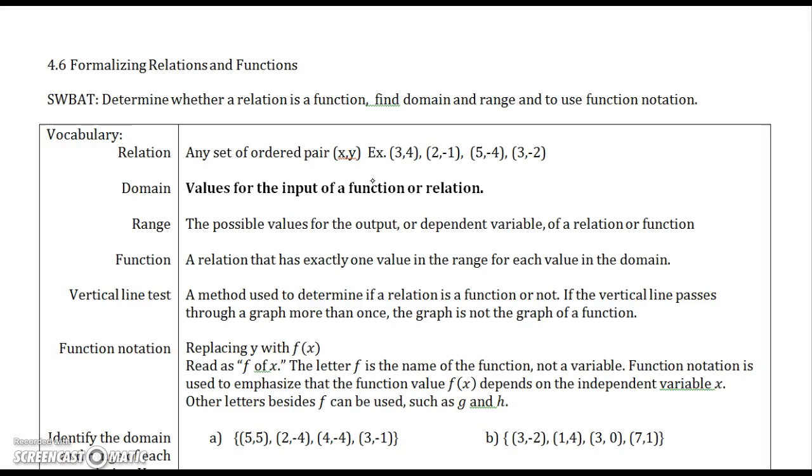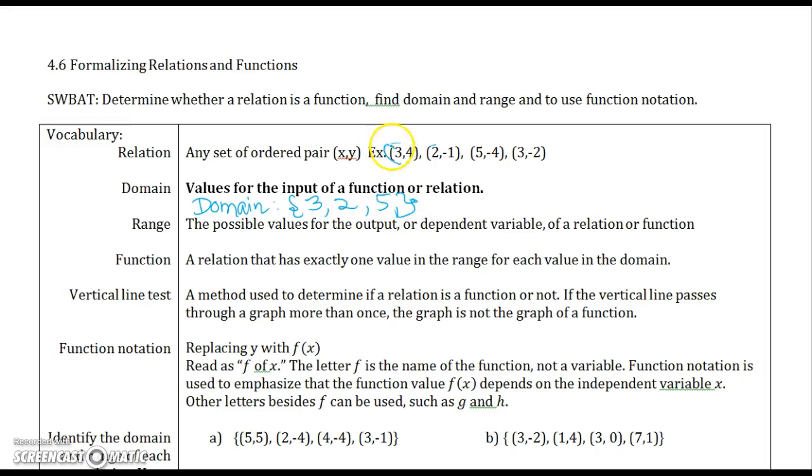Domain. I don't know why this is bolded, but it is. It looks good. Those are the values for the input of a function or a relation. So for this relation, for example, our domain would be the set of these numbers. The input values are 3, 2, 5, and then I already wrote the 3, so I can write that again.